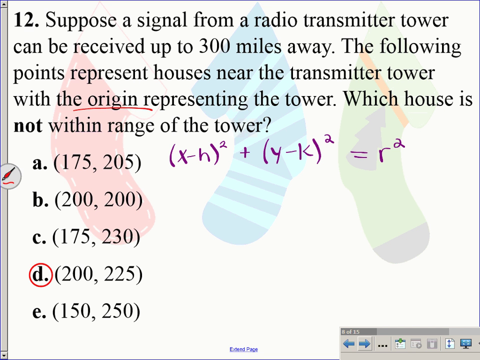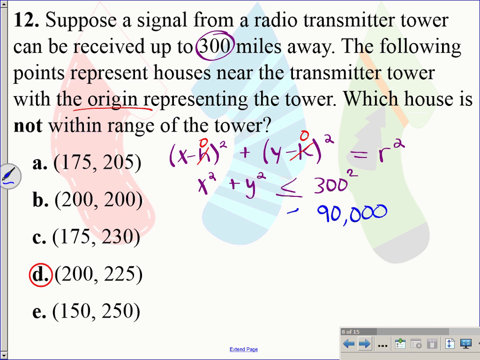It tells us that our transmitter tower is at the origin, so 0, 0 is our center. So we can use x squared plus y squared, and we're looking to see which house is not less than or equal to our radius, which in the problem they give us is 300 squared. So we know that 300 squared is 90,000, sorry. And we're looking to see which set of xy values squared and then added together is greater than that.